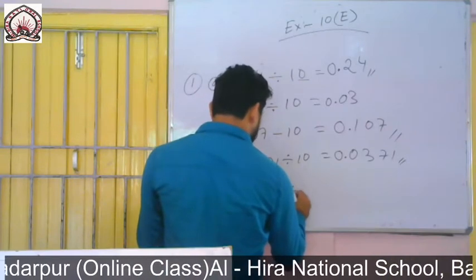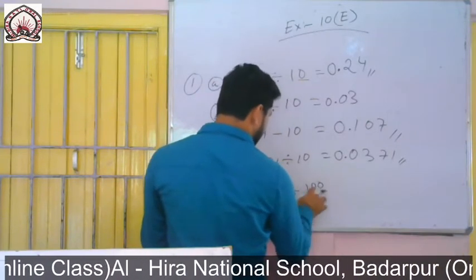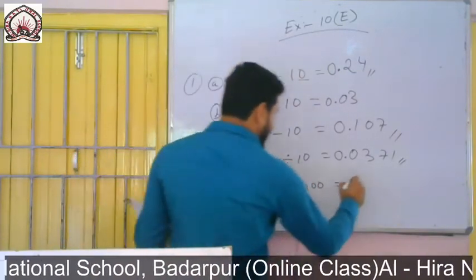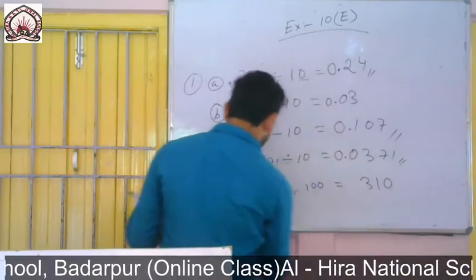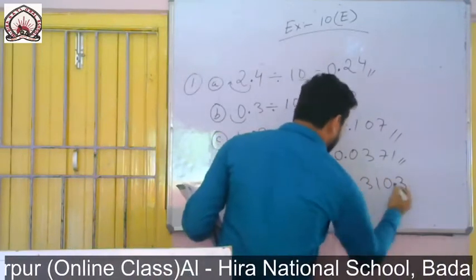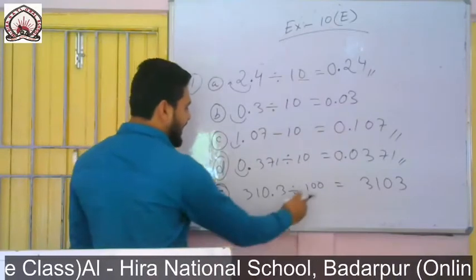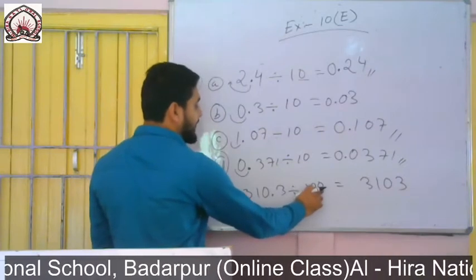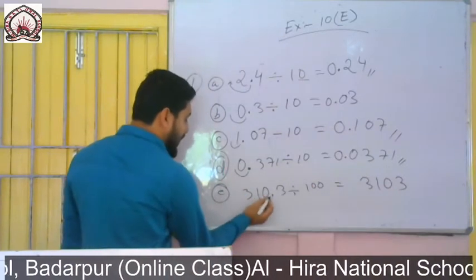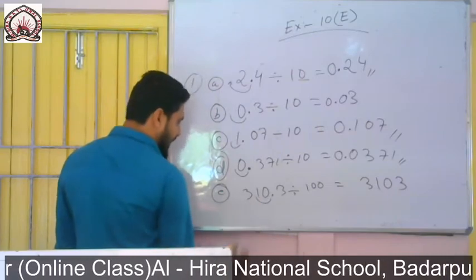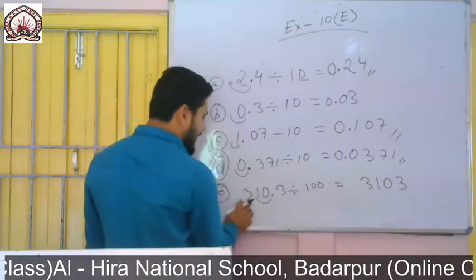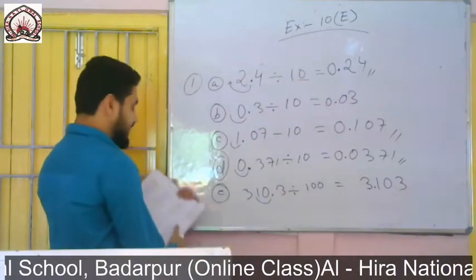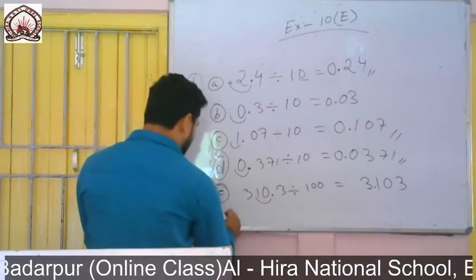310.3 divided by 100. Now you write directly 3103, omitting the point. After that, you check how many zeros are there in the divisor. There are 2 zeros, so the point will shift 2 places left. That means here the point will come. So 3.103 is the answer. Now come to F.